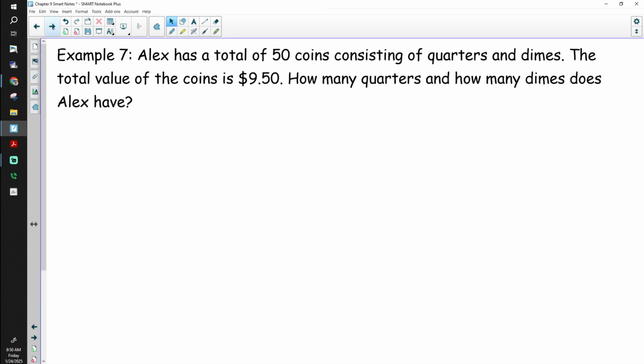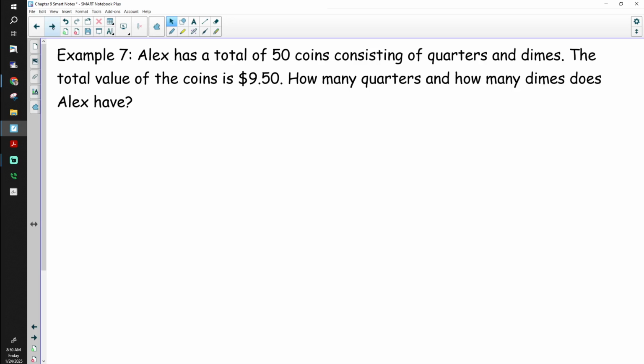Alright. Ooh, my favorite type of questions. The OST loves these ones. Loves them. This will be on the state test, this problem. Always the coins. Alex has a total of 50 coins. Pause right there. Read the first sentence.